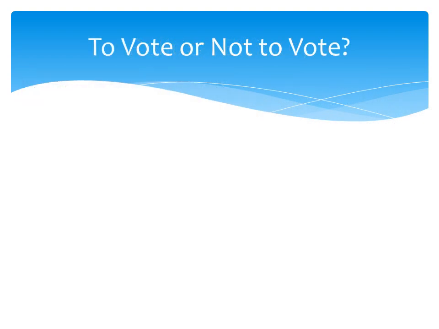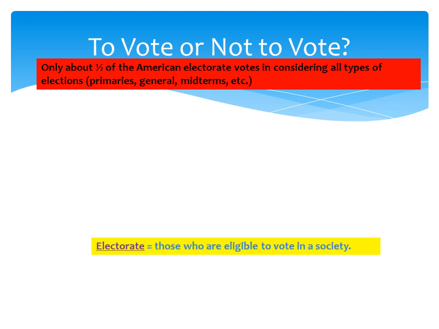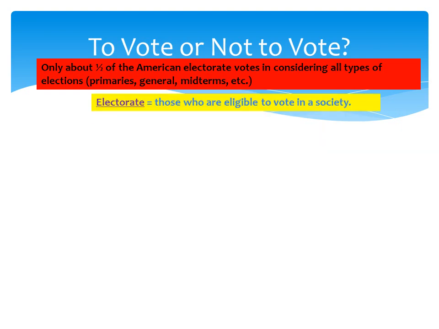Voting is still the strongest form of political participation in the United States. However, when averaging all types of elections in this country, only about 1/2 of our electorate votes. The electorate, of course, are those who are eligible to vote in a particular society.